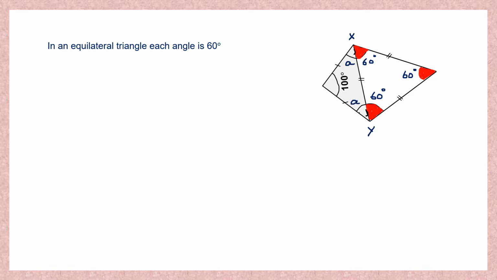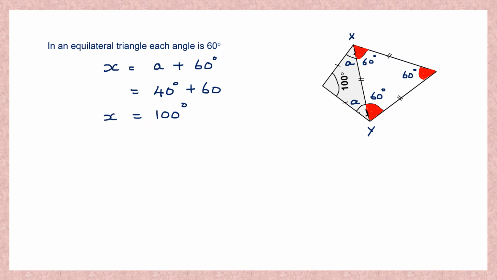Now we can easily find out the value of X. So first let's find out the value of X. X will be A plus 60 degrees. And we found A to be 40 degrees. So 40 degrees plus 60 degrees is 100 degrees. So X is equal to 100 degrees.